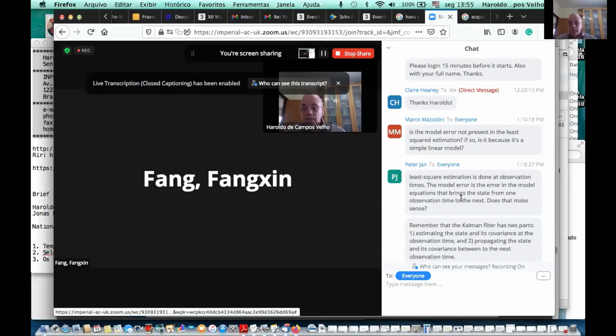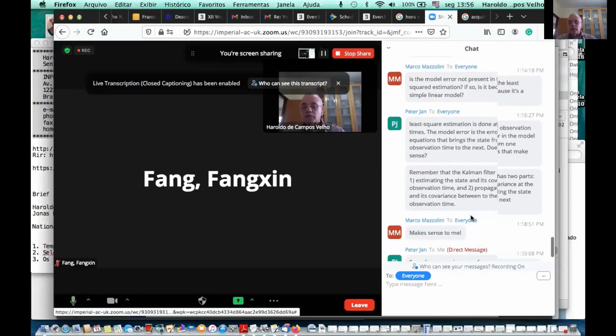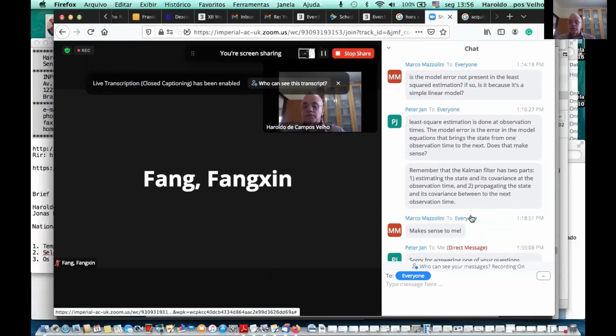Okay, and so Peter Jan says, least square estimation is done at observation times. The model error is the error in the model equation that brings the state from one observation time to the next. Yes, I think that makes sense. Remember that the Kalman filter has two parts. One, estimating the state and statistical variance at the observation time. And two, propagating the state between one observation and the next. That's it.